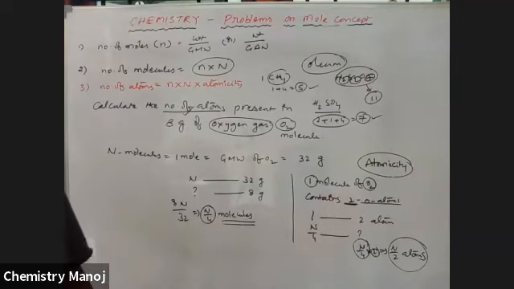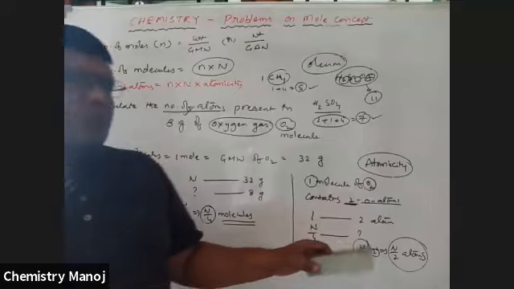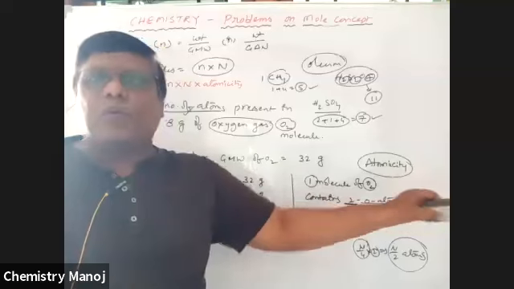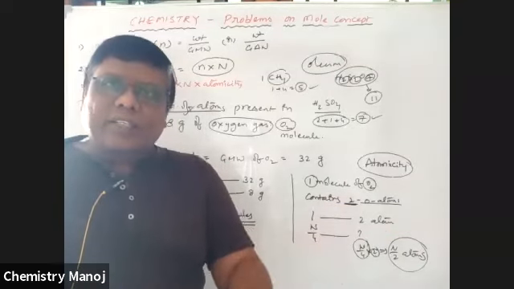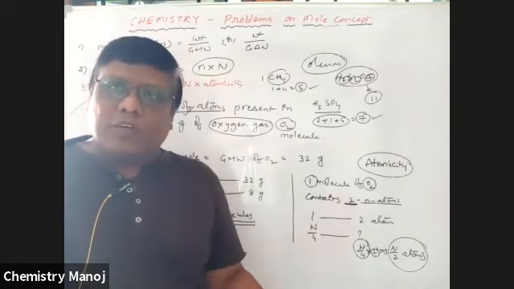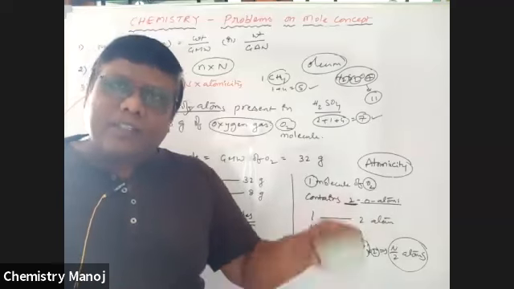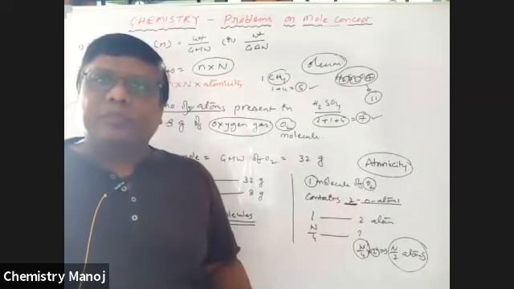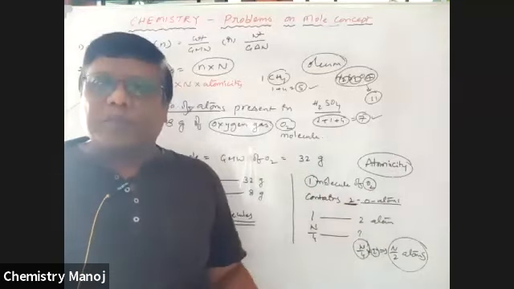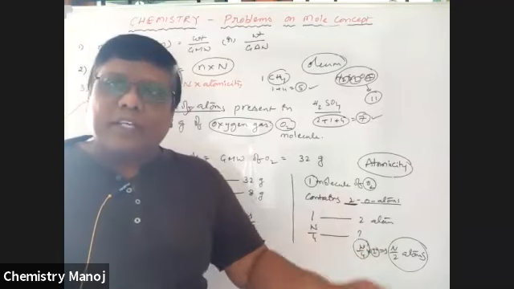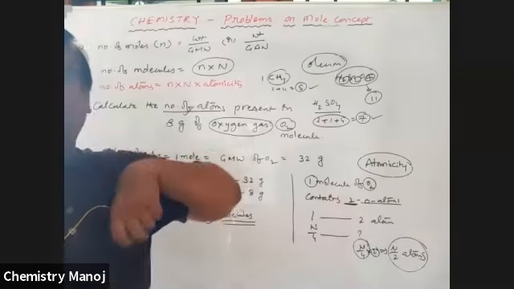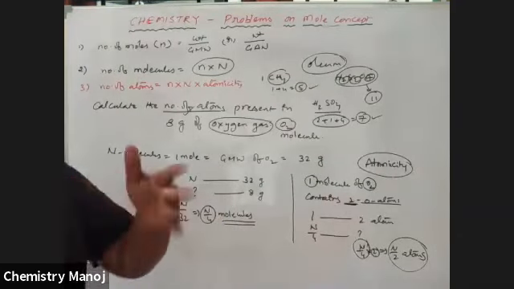Avogadro number says both molecules and atoms, but if molecular weight is considered, that says molecules. If atomic weight is taken, that says atoms. Atomic weight contains N atoms, molecular weight contains N molecules. So what you want to calculate, please be conscious about that.